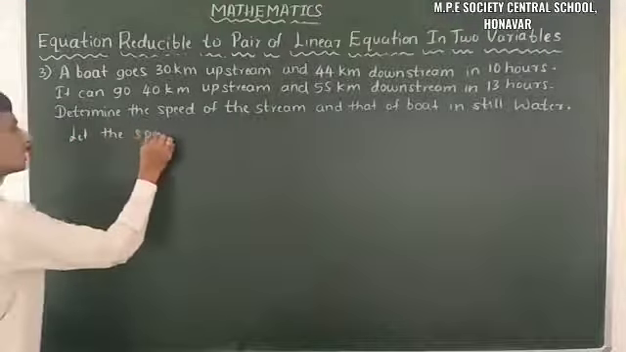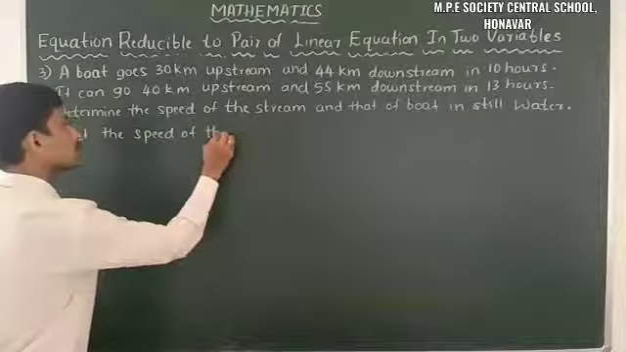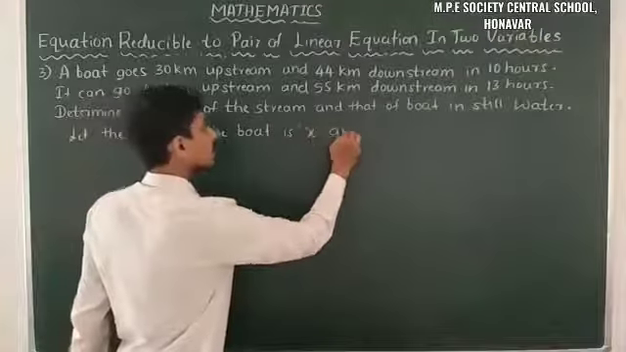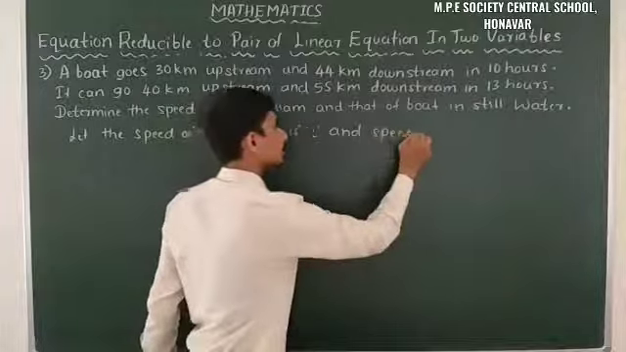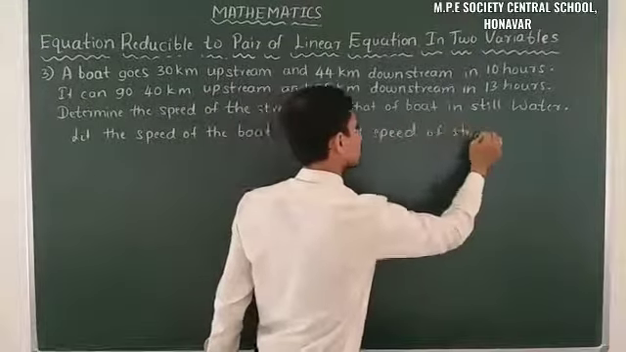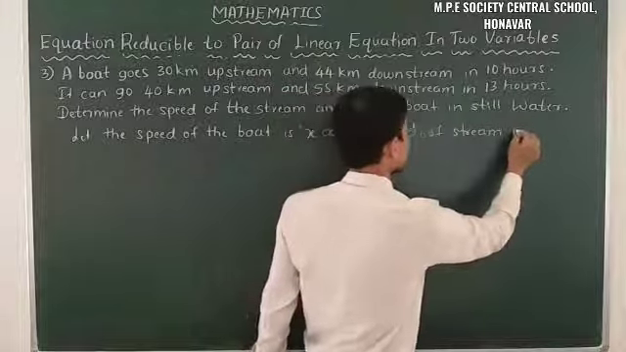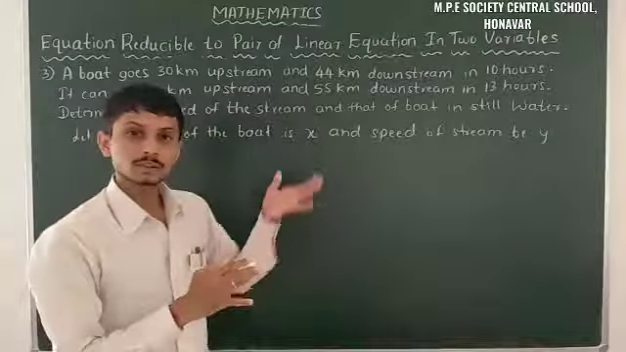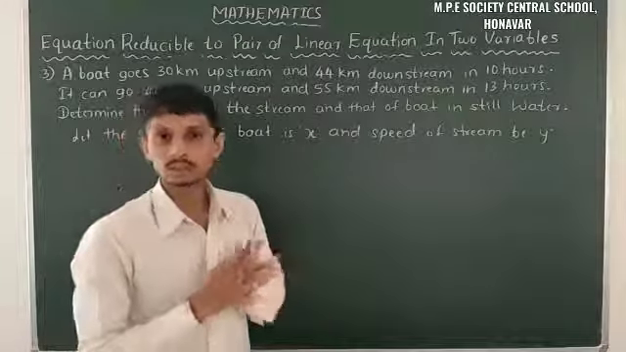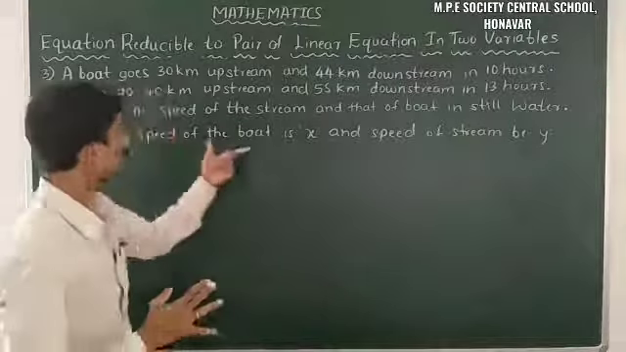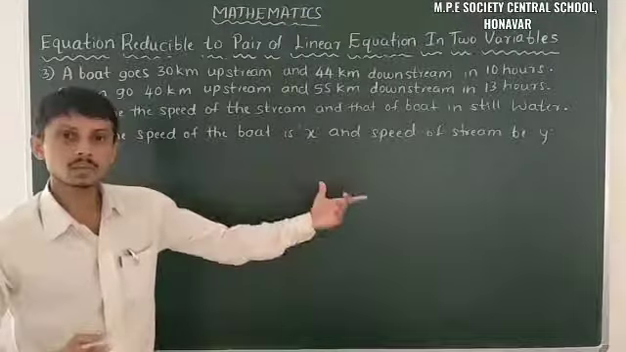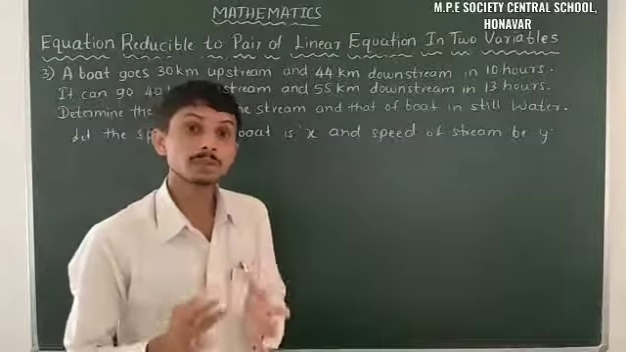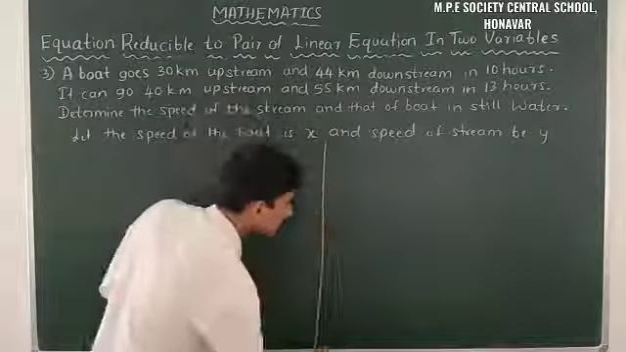Let the speed of the boat be x and the speed of the stream be y. So we have to convert this statement into a pair of linear equations. The speed of the boat is x and the speed of the stream is y. Then what happens to the speed of the boat in upstream and downstream?